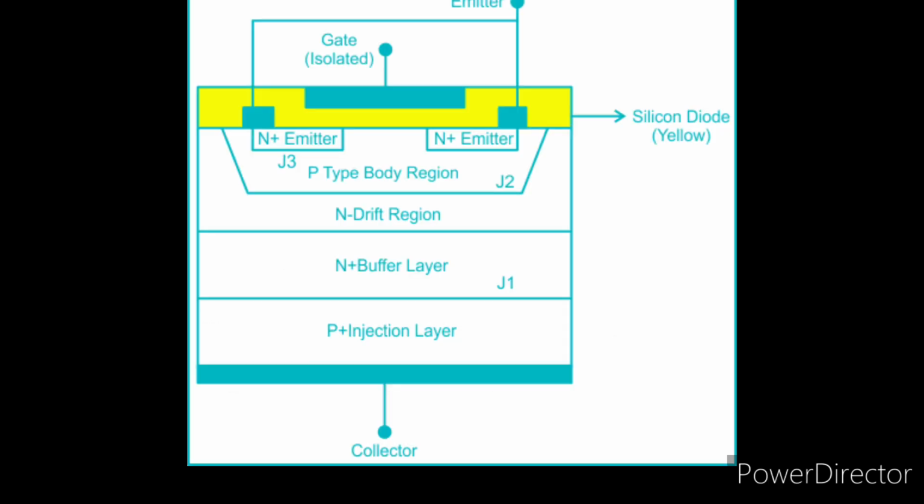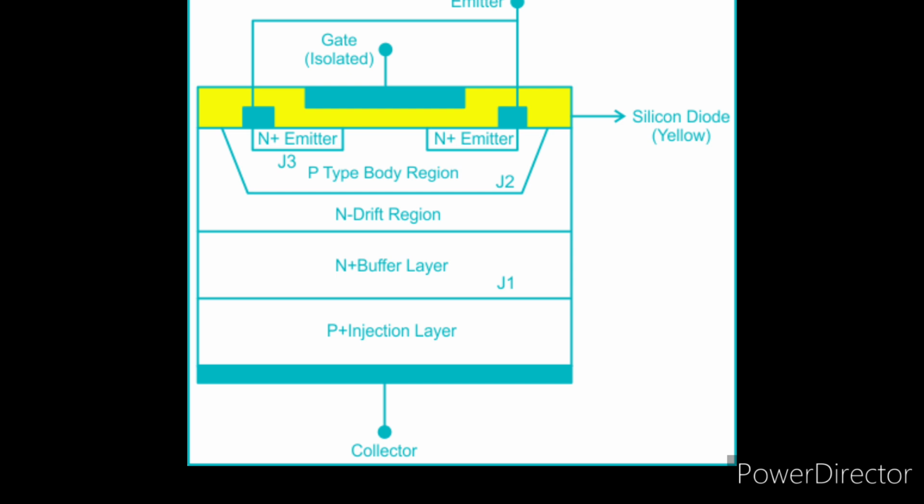Now look at the construction of IGBT. IGBT is constructed with four alternating layers of P-type and N-type semiconductors. The layers are N plus emitter region, P-type body region, N minus drift region, and the P plus injection layer. The emitter electrode is connected to the N plus region, and the gate terminal is insulated with a silicon dioxide layer, and the collector electrode is connected to the P plus injection layer. The P-type body region is the body of IGBT.